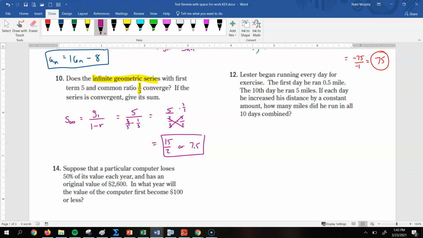Number 12. Lester began running every day for exercise. The first day he ran a half a mile. The 10th day he ran 5 miles. If each day he increased his distance by a constant amount, how many miles did he run in all 10 days combined?